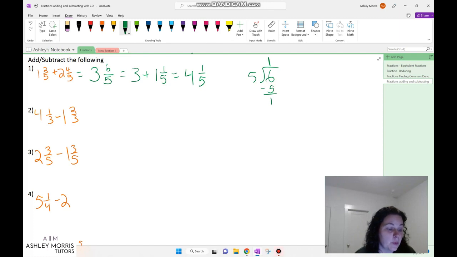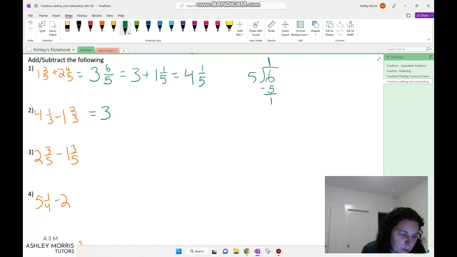So we've got 4 1/3 minus 1 2/3. And the reason I know that I'm going to have to regroup is because 1/3 minus 2/3 is not possible. 1 minus 3, we can't do that. So we're going to regroup. We're going to borrow or regroup some thirds from that 4. So the 4 is going to become a 3.